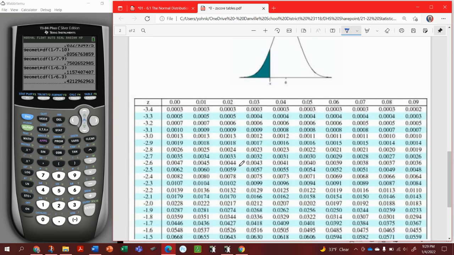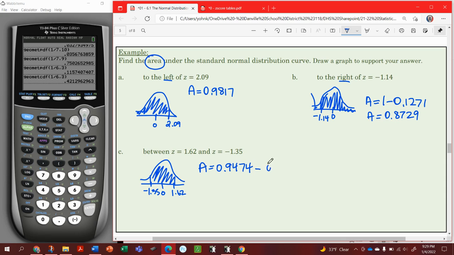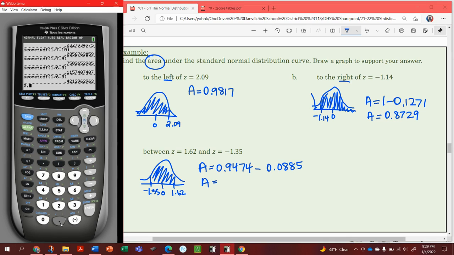So I'm going to go down to negative 1.35. Negative 1.35 is 0.0885. And then I can use my calculator to simplify and subtract, and I get area equals. So if I go over here and I say 0.9474 and I subtract 0.0885, I get 0.8589.